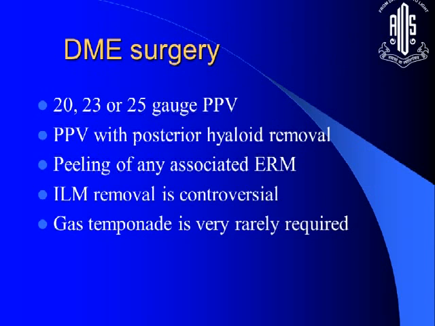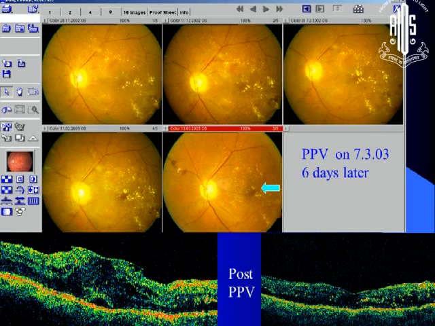So 20, 23, 25G, all are possible, and we do partial vitrectomy and try to remove the posterior hyaloid and peel any associated ERM. ILM removal is not like in macular hole, where it is essential and very well established. Here it is really controversial. You may require gas tamponade very rarely in these situations, even if you have removed the ILM.